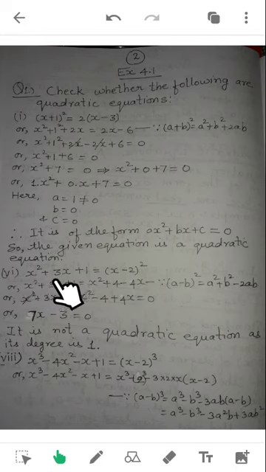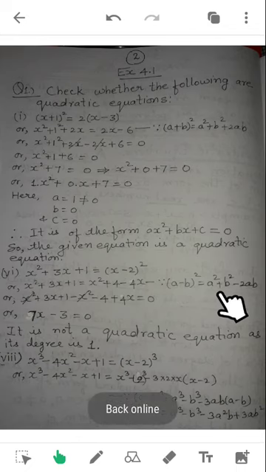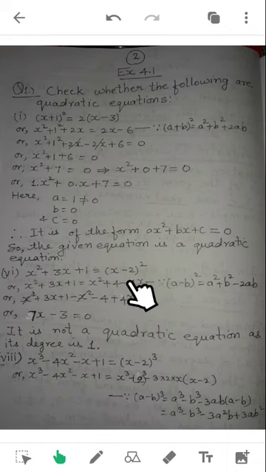The sixth part is x² + 3x + 1 = (x - 2)². We are opening it using the formula (a - b)² = a² + b² - 2ab. In place of a we have x, so x². In place of b we have 2², it is 4, minus 2ab. 2 twos are 4, and when multiplied by x it is 4x.